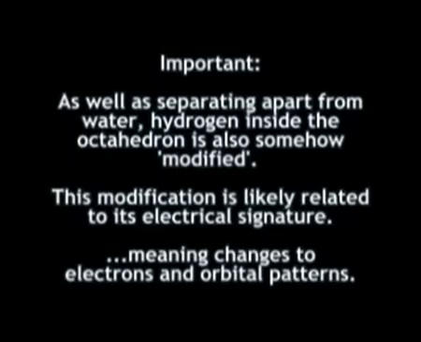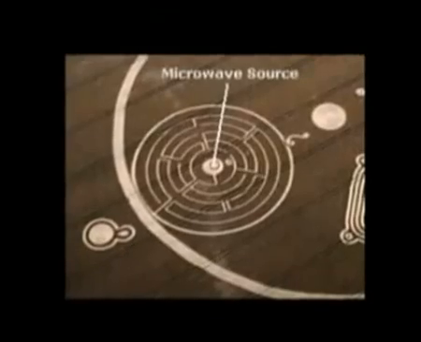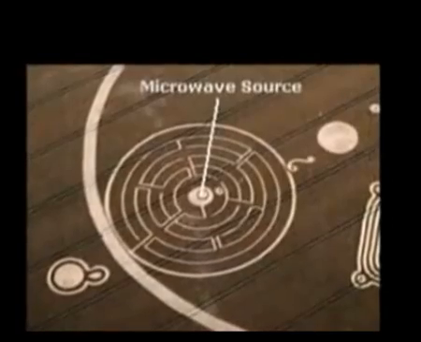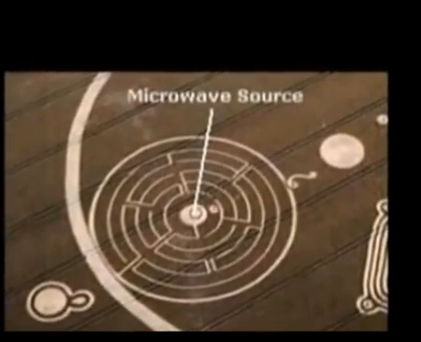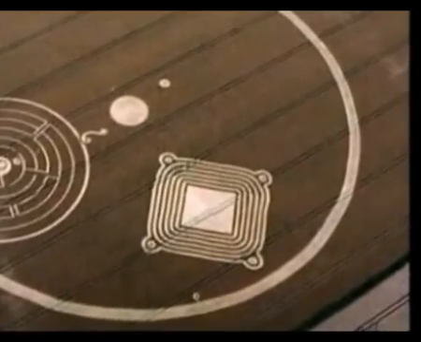While inside the octahedron, hydrogen is modified. This modification is likely related to its electrical signature, meaning changes to electrons and orbital patterns. One formation appears to contain technical information about this process. It also shows the microwaves are at least in large part responsible for the change. This occurs inside the octahedron, at the center of the water sphere.